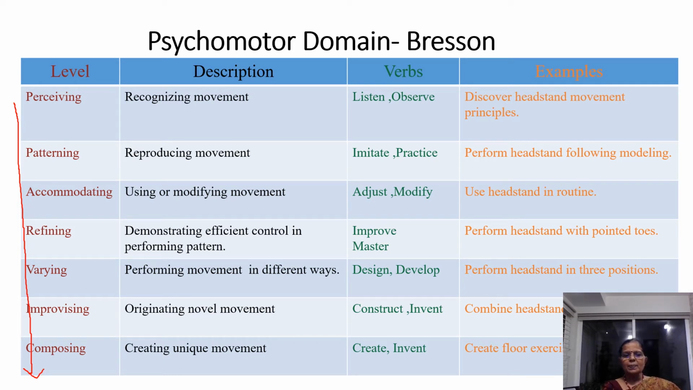And see here the example given is about headstand movement. How do you stand on your head? It's a physical activity. Standing on your head is a very difficult task, involving all your muscles, your strength and your mental power. It needs a lot of practice. So the first level in learning that is perceiving. You recognize that movement, what it is about. You listen, you see others doing the headstand movement. You observe and then you enjoy it. Then you keep watching it.